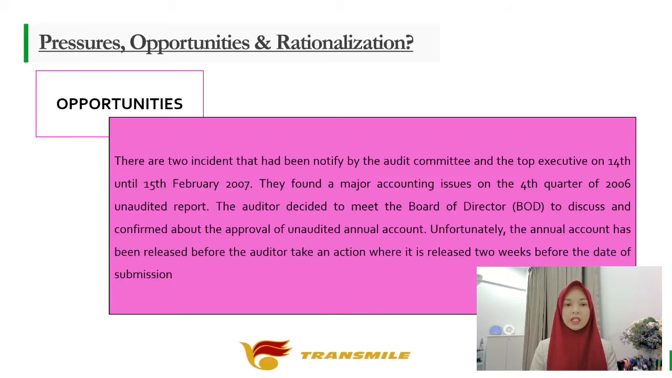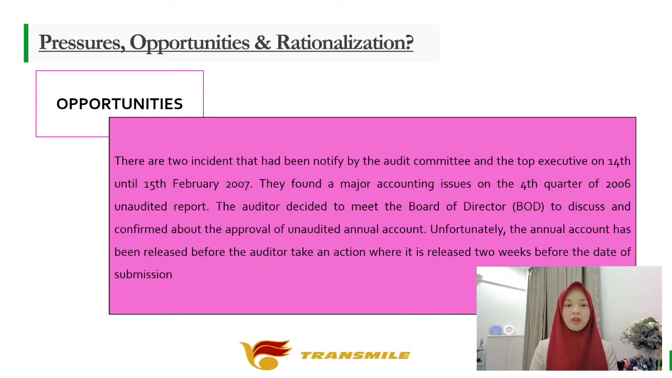They found major accounting issues in the fourth quarter of the 2006 unaudited report. The auditor decided to meet the board of directors to discuss and confirm the approval of the unaudited annual account. Unfortunately, the annual account had been released before the auditor took action, two weeks before the date of submission. This issue occurred due to a lack of communication between the internal auditor, external auditor, and the board of directors. In fact, this led the audit committee and top executive to feel skeptical that the board of directors was concealing something related to the Transmile company.